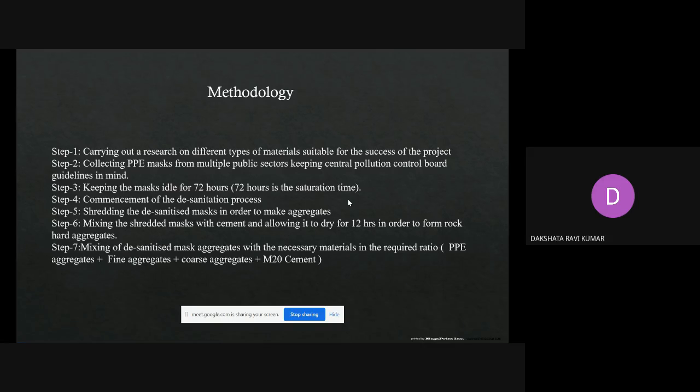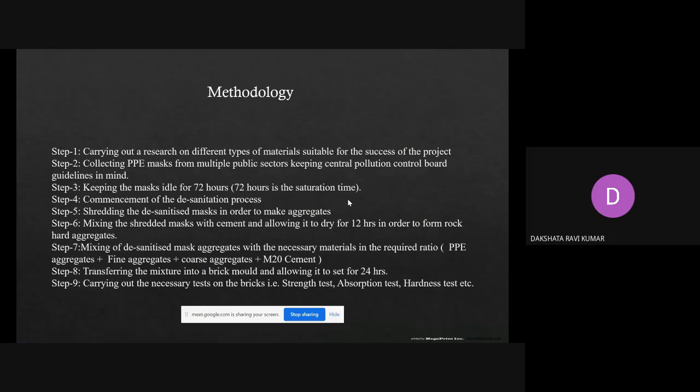And then we transferred the mixture into a brick mold and allowed it to set for 24 hours. While we put it into the mold, we put it in 3 layers, and after every layer, we compacted it 25 times. And then we carried out the necessary tests on the brick, i.e. strength test, water absorption test, hardness test, etc. And if the tests are successful, the bricks are ready for commercial use. This is the methodology behind the process.